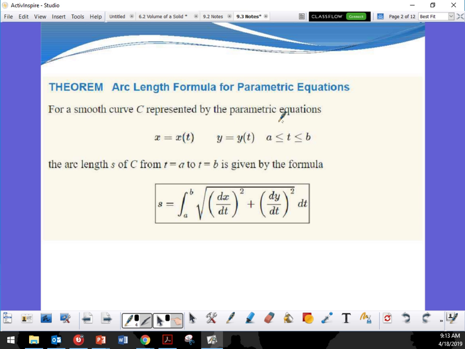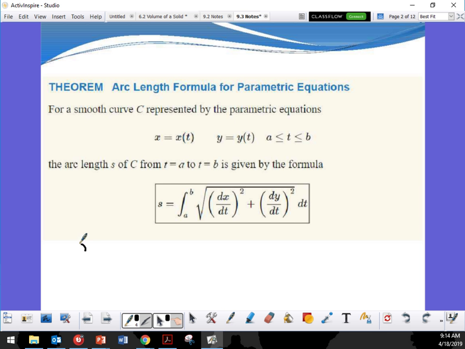Arc length formula. Are you guys okay with this? So it's the square root of dx/dt squared plus dy/dt squared. So it's basically the Pythagorean theorem.